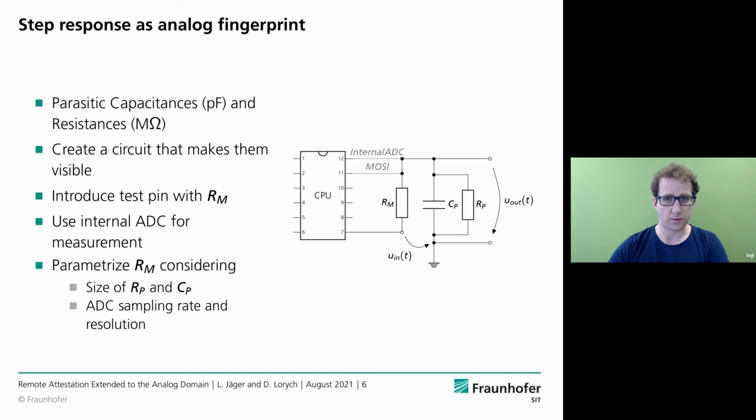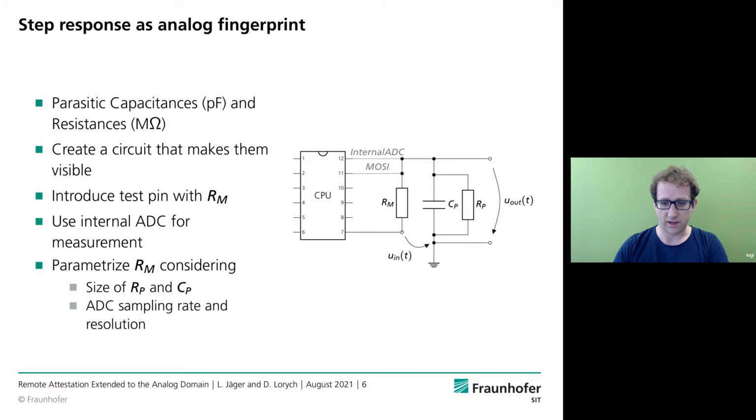And for that purpose, we introduced two more lines that are attached to it. One is the test line. It's attached to pin 7 and it features the measurement resistor RM. And the other one is an internal ADC for the measurement of the step response. And the measurement resistor RM, in combination with the parasitic capacitances and resistances, creates a step response that is characteristic for the system and that we can measure.